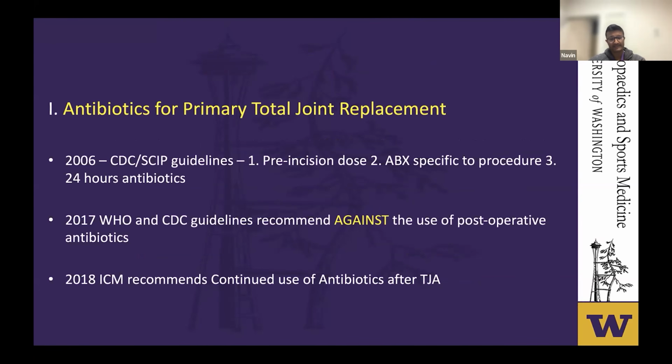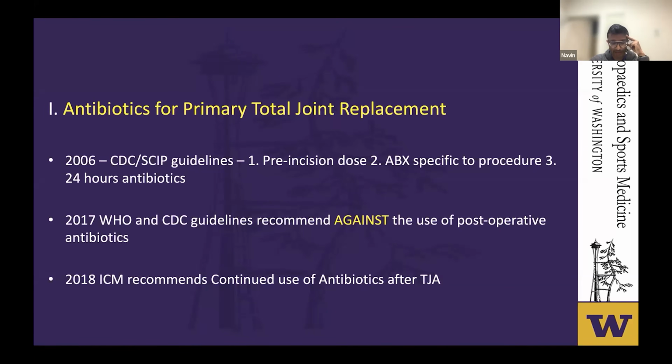So what is the current evidence for antibiotics in the prevention of PJI in primary total joint arthroplasty? A fairly unusual and somewhat convoluted evolution has occurred, particularly over the last 15 years. In 2006, the CDC and SCIP guidelines concurrently recommended a preoperative dose of antibiotics prior to incision specific to the procedure, in addition to 24 hours of continued antibiotics. This strategy continued without controversy for the next decade or so.